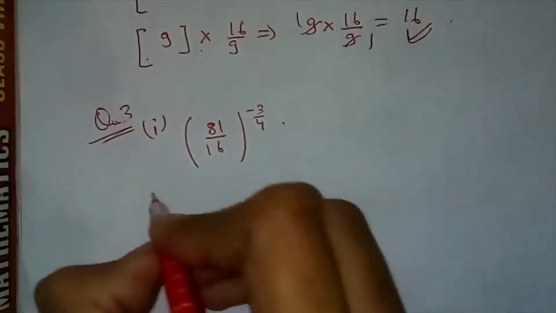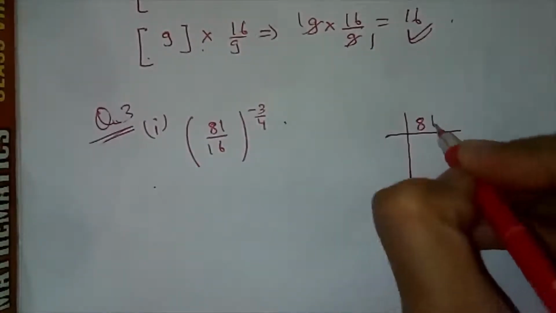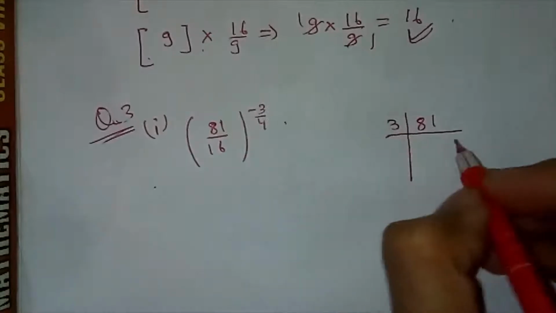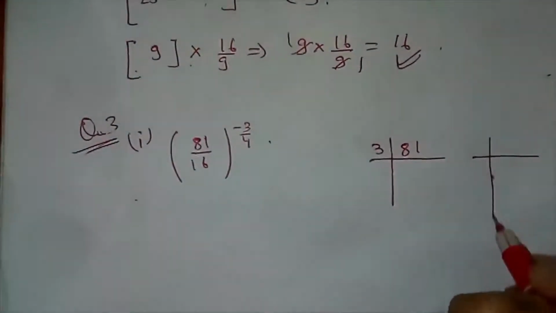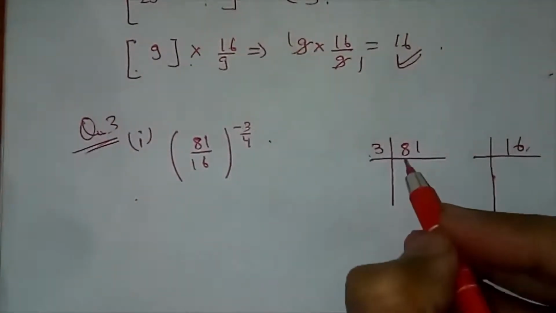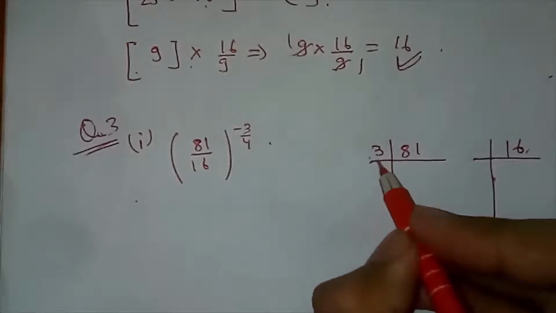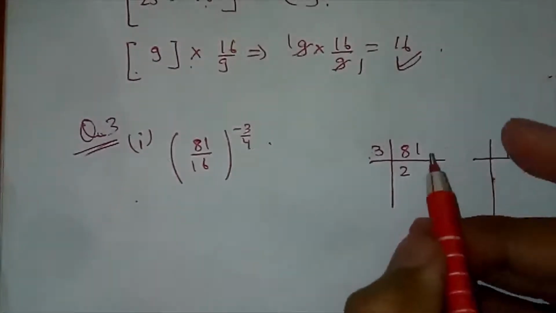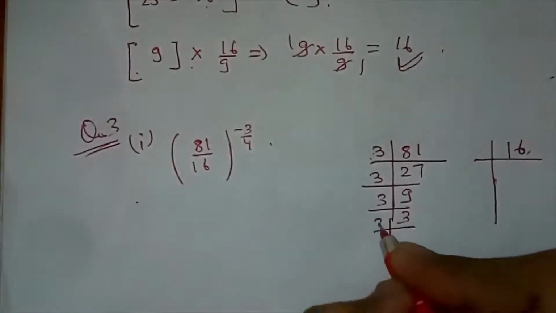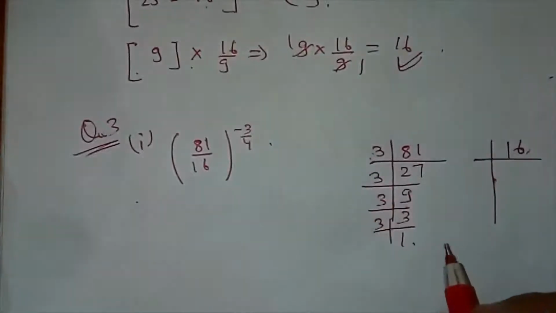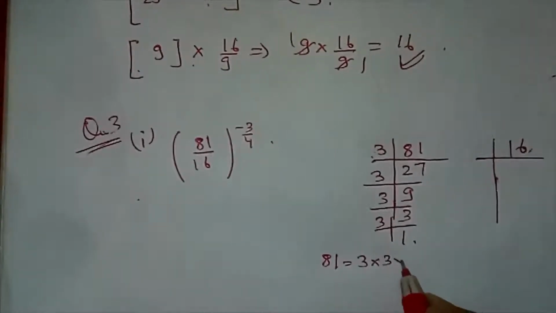So here for solving this question, we will first find out the LCM of each term differently. Just we will find out the factors. So here we will divide 81 by 3 because it does not come in the table of 2. So going to 3, 3 2s are 6, 3 7s are 21, 3 9s are 27, 3 3s are 9 and 3 1s are 3. So 81 is equal to 3 into 3 into 3 into 3.